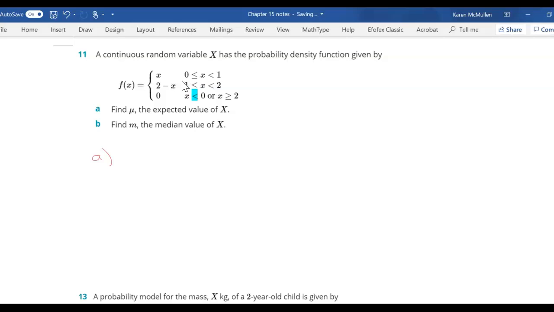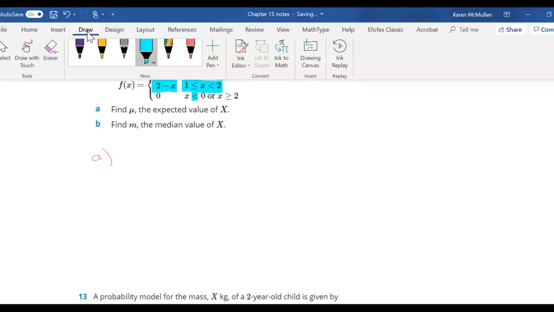Okay, so let's read the question. A continuous random variable x has a probability density function given by x between 0 and 1, and 2 minus x when x is between 1 and 2, and then 0 elsewhere. So you could easily graph that. It's two linear equations, so easy to graph, but just remember you've got to put the 0 elsewhere. And if you're graphing it, take into consideration your domains and have your circles correct as well. But I'm not going to do that because we're going to find the expected value.